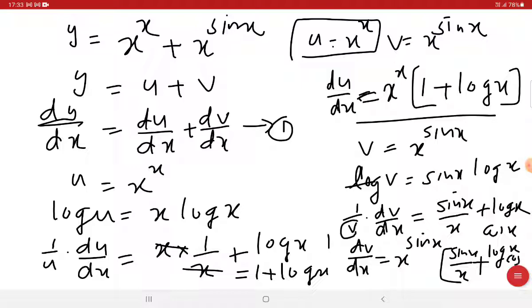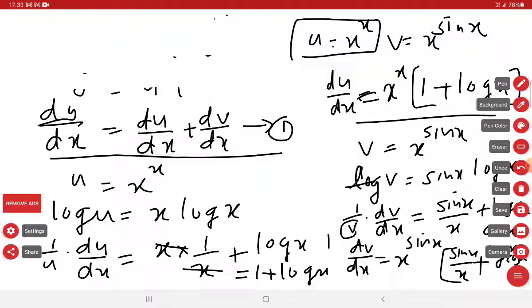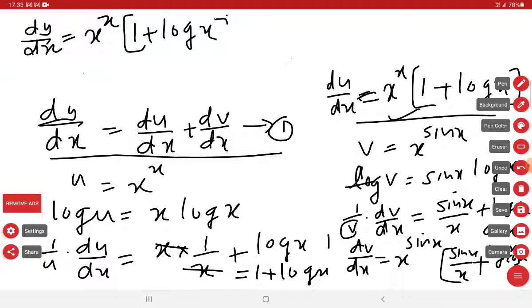Okay, now apply the result here. So dy by dx is equal to du by dx, which is this one, x raised to x into 1 plus log x, plus dv by dx, that is x raised to sin x into sin x by x plus log x cos x.